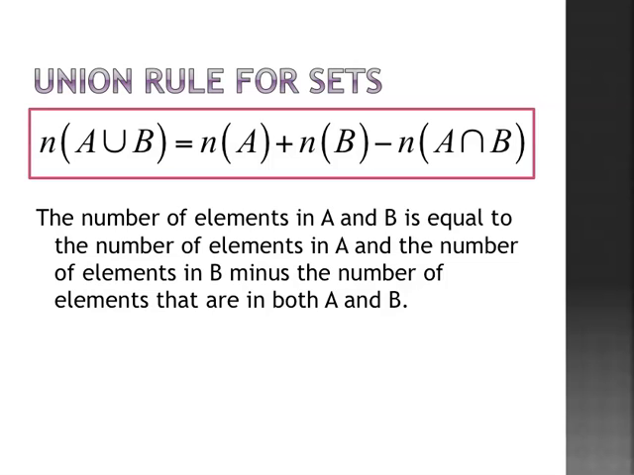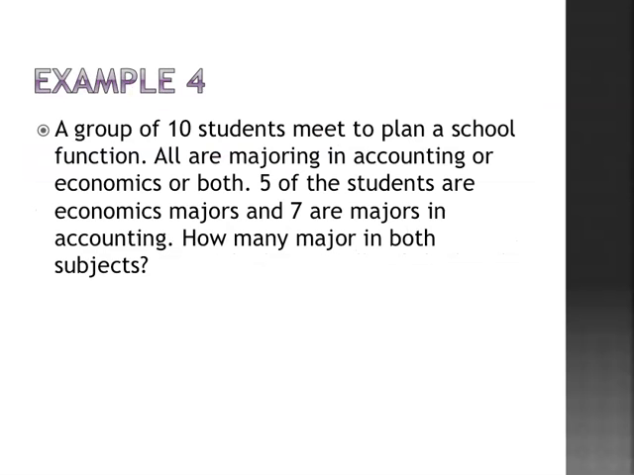So take a look at example 4. A group of 10 students meet to plan a school function. All are majoring in accounting or economics or both. 5 of the students are economics majors and 7 are majors in accounting. How many major in both subjects?